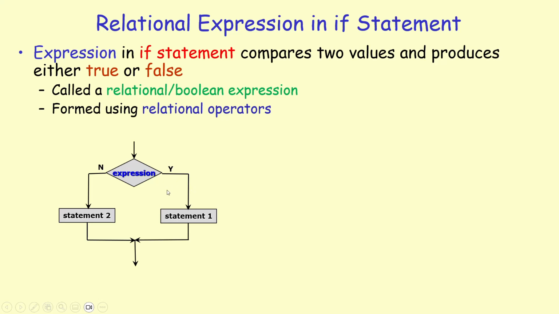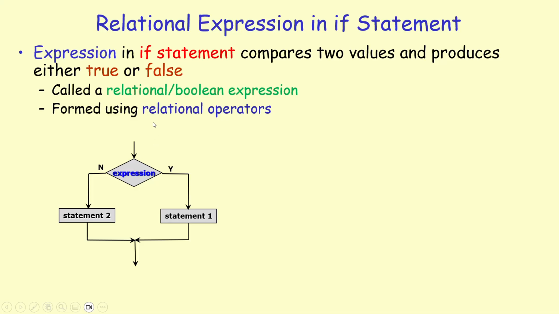So assuming that the expression is true, the control follows the yes path, the true path, and we execute statement one, which is the if part of the statement. If the expression evaluates to false, then we follow this other path of the flowchart and execute statement two, which is the else part of the statement. We execute either the if part or the else part, and then the control continues with the next statement after the if-else statement.